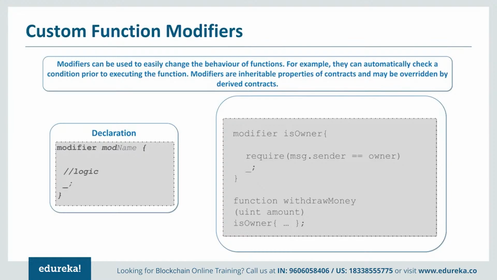So suppose out here we have an example of a modifier. So we say that the modifier is owner. So this means we require that the message sender has to be the owner. If it's not the owner, this underscore part will not be actually executed. So we have a function called withdraw money, and this can be only done by the owner. So the parameters sent in this function is the uint amount, and isOwner is the function modifier. So before the function withdraw money is actually committed, this isOwner modifier will be checked. If this is actually true, then and only then will the function withdraw money be committed.